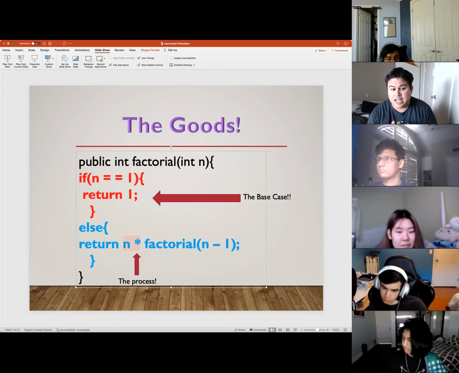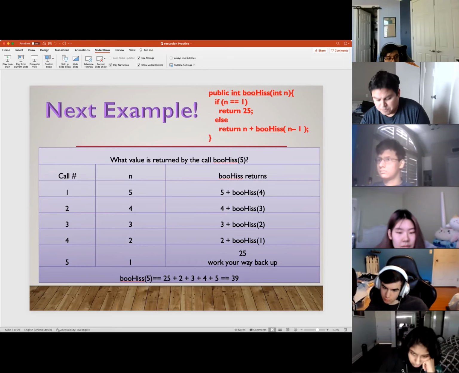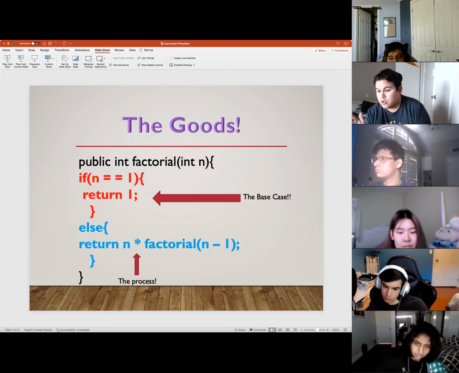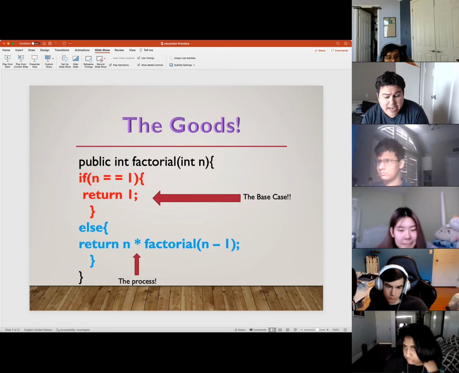It wants to return this n times. However, because you have called on the factorial, it runs it again. So what is being stored? N and the process, which is multiplication in this case.